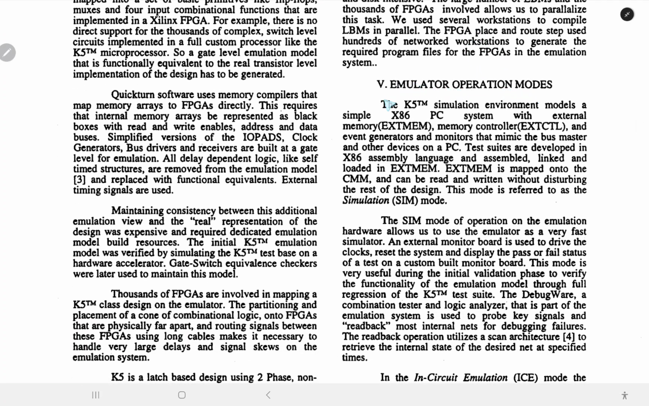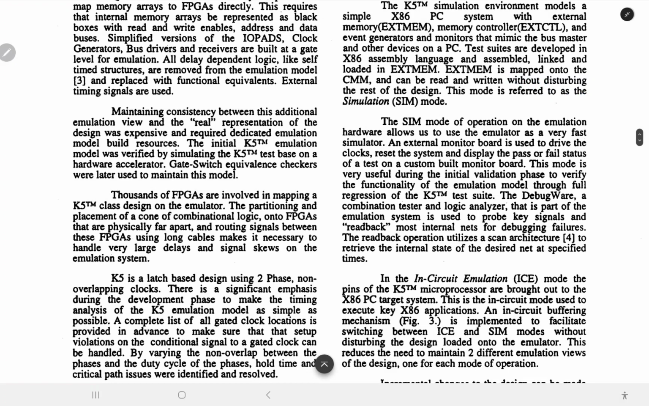Emulator operation mode. The K5TM simulation environment models a simple x86 PC system with external memory, EXTMEM, memory controller, EXTCTL, and the event generators and monitors that mimic the bus master and the other devices on a PC. Test suites are developed in x86 assembly language and assembled, linked and loaded in the EXTMEM. EXTMEM is mapped onto the CMM and can be read and written without disturbing the rest of the design. This mode is referred to as simulation mode.